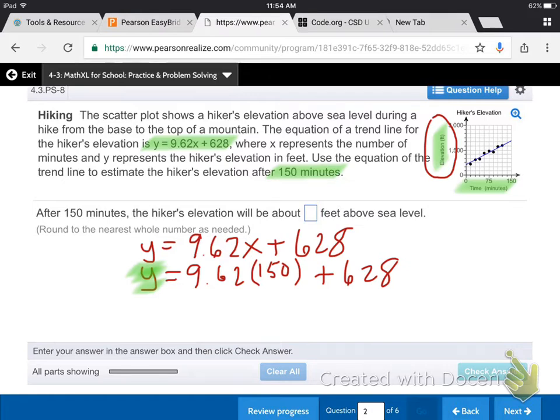And you can see that our answer is y equals 2,071. 2,071 what? Feet, right? And that answer will go in the blank right there. So go ahead and fill that in.